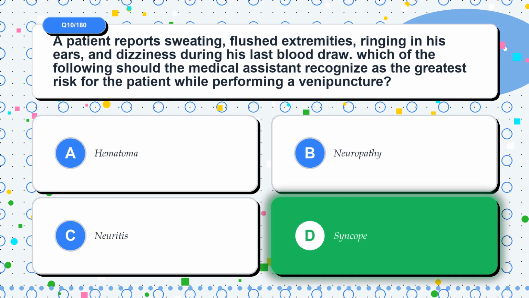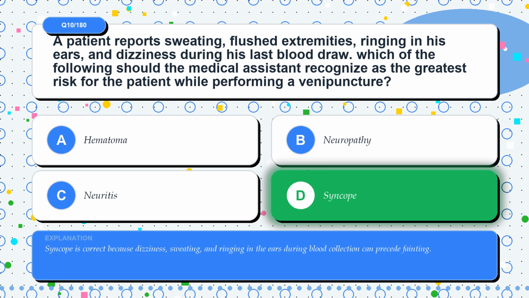The correct answer is option D, syncope. Syncope is correct because dizziness, sweating, and ringing in the ears during blood collection can precede fainting.